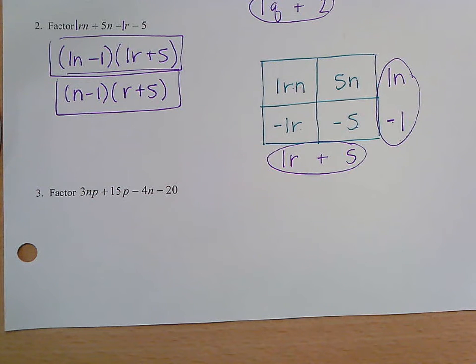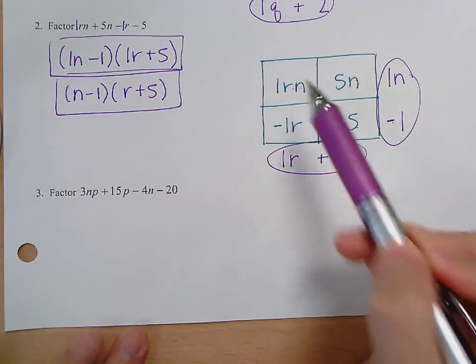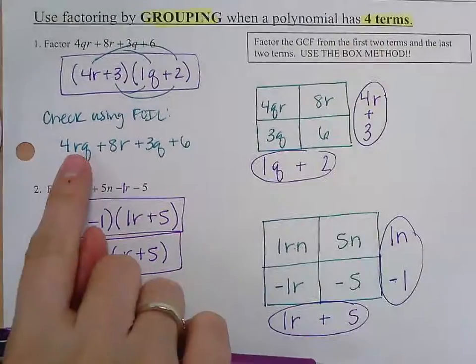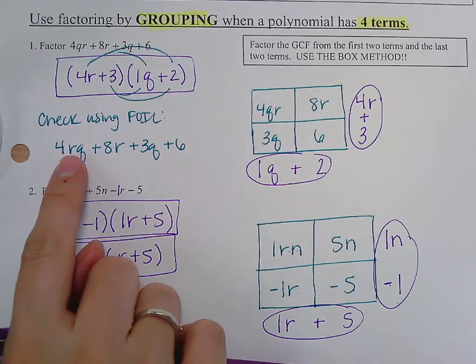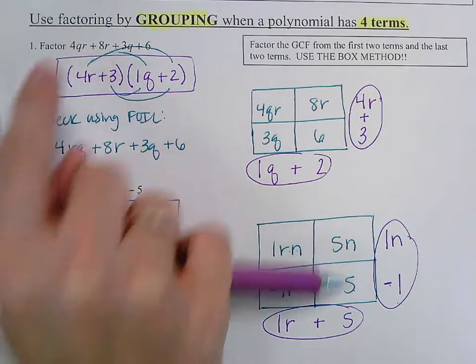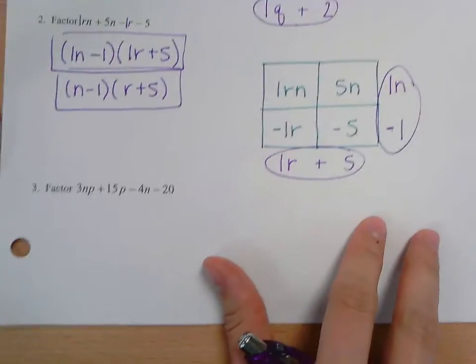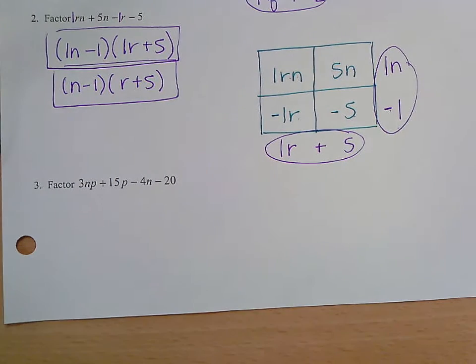All right, questions there? Cassie? So it says 1RN, but when you go to do the check, shouldn't it be NR instead of RN? Yep, and NR, so the order that these are in when you multiply doesn't matter. So kind of like up here when I multiplied these, I put RQ and it was QR here. They are the same. Yep, but good question. I'm glad you're checking. Okay, let me see here.